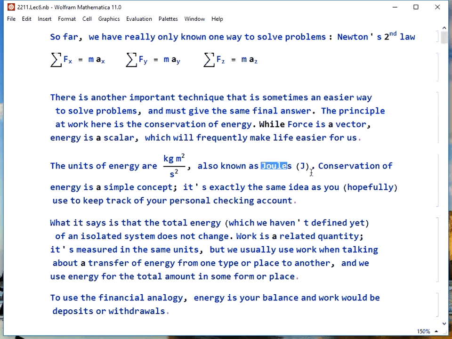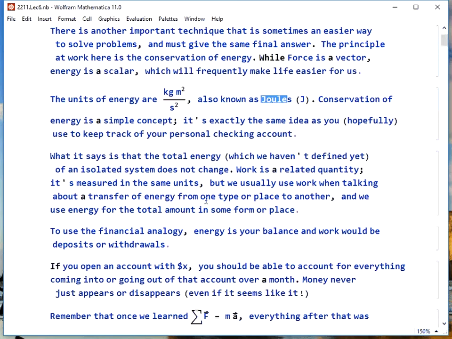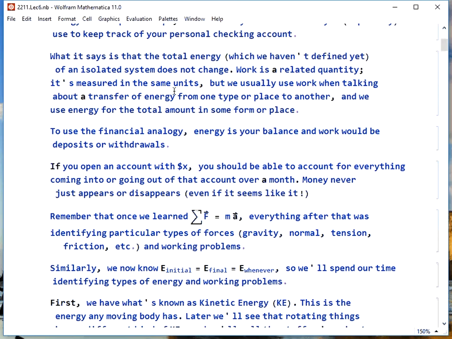The idea of conservation of energy is the same as what you hopefully do with your checking account or bank account or whatever. It's just keeping track of additions and subtractions, and those always have to balance. So we haven't defined total energy, but what conservation of energy says is the total energy of an isolated system doesn't change.